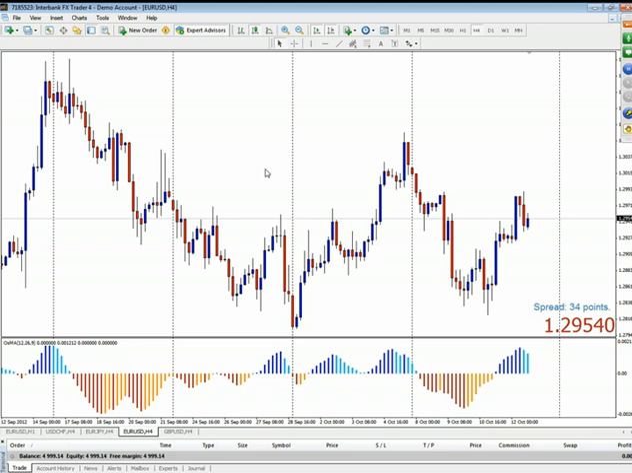But what all these people fail to do is this. This is how they'll explain how to find divergence, which is the wrong way. They'll say, when you see a low and a lower low, you'll have bullish divergence. When you have a high and a higher high, you'll have bearish divergence.